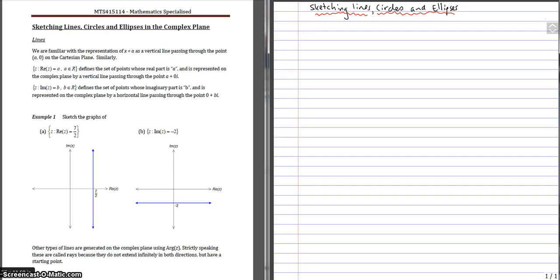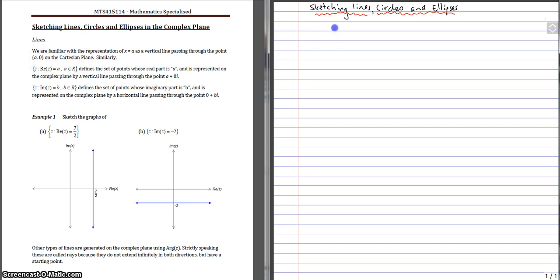Alright, we're looking now at sketching lines, circles and ellipses in the complex plane. Let's first of all look at lines. Now we're familiar with the representation of x equals a. Okay, x equals a as a vertical line passing through the point (a, 0) on the Cartesian plane.